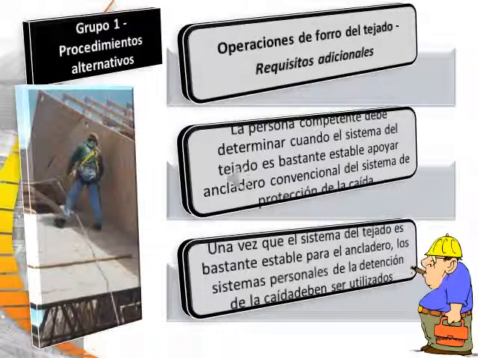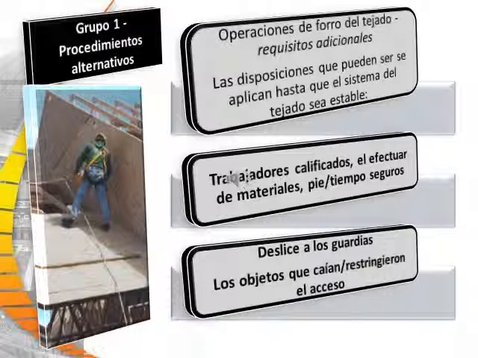Roof sheathing operations. A competent person must determine when the roof system is stable enough to support conventional fall protection anchorage. Once the roof system is stable enough for the anchorage, personal fall arrest systems must be used. When performing roof sheathing operations, you should have qualified workers, staging of materials, secure footing and weathering, slide guards, as well as restricted access zones or falling object protections.